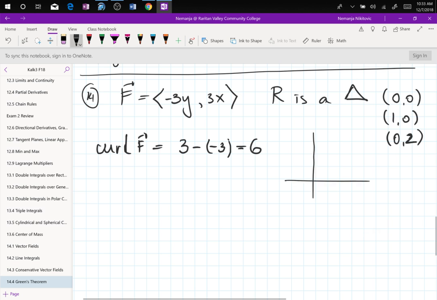So I have to go and say, let's use 2 units for this and then 1 unit over here. There we go. So here's my triangle with 0, 0, 1, 0, and 0, 2. All right, pen, come on. You can do this.